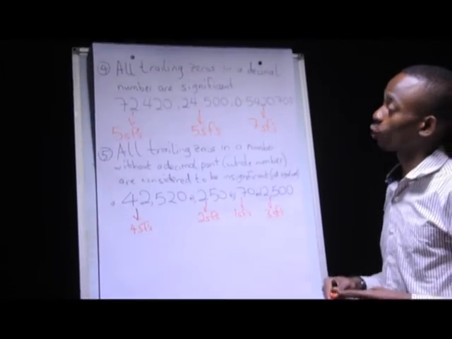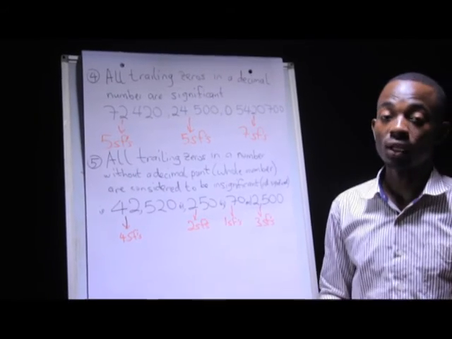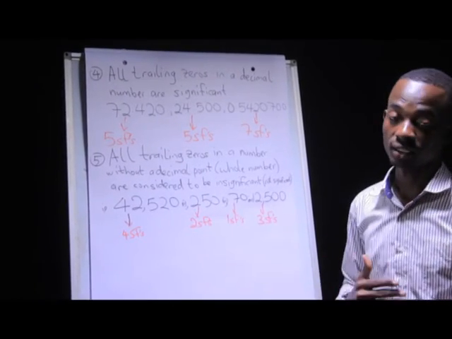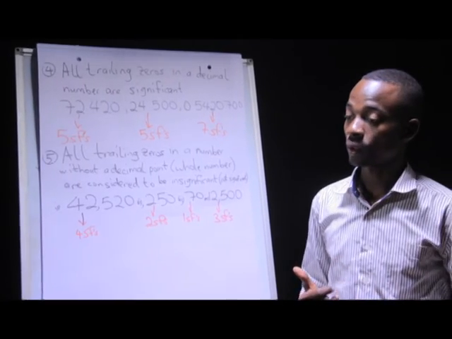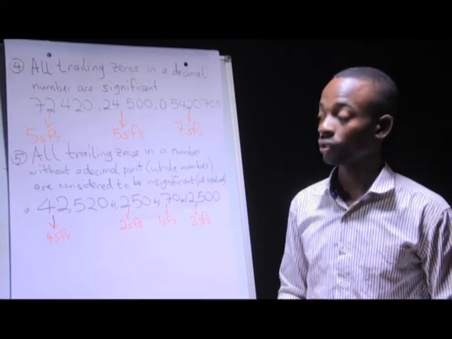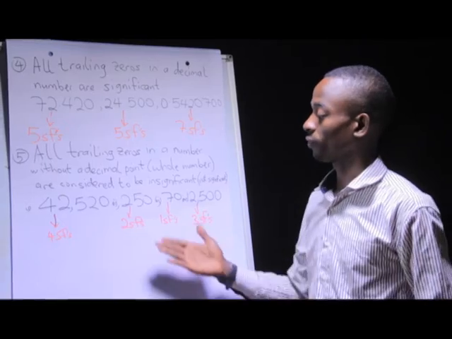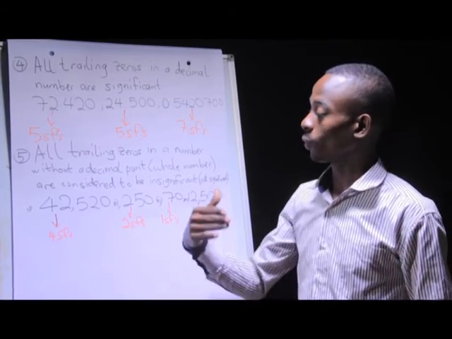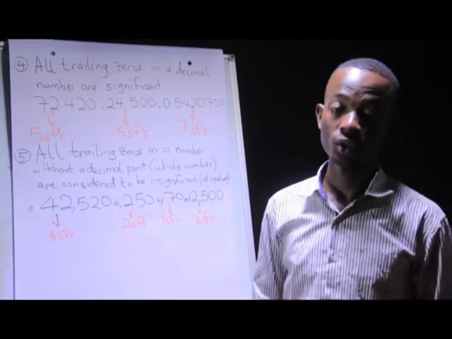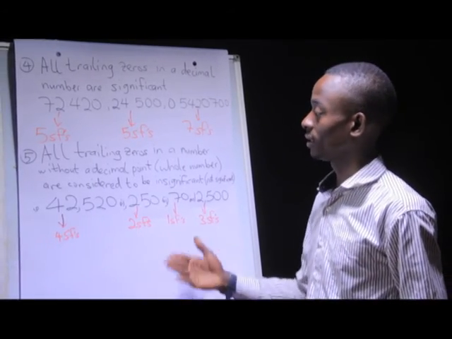So we have looked at the conditions considered when we are looking at significant figures. We looked at condition 1, condition 2, condition 3, condition 4, and now condition 5, and we have given the various examples. So now we're going to look at practical examples. How do you apply these conditions?